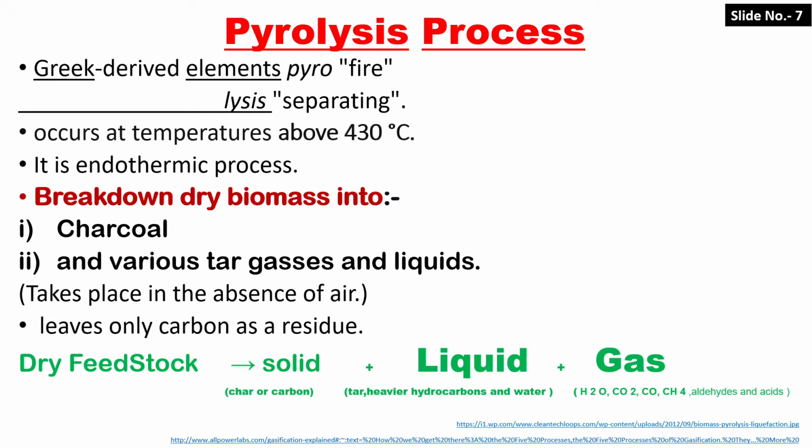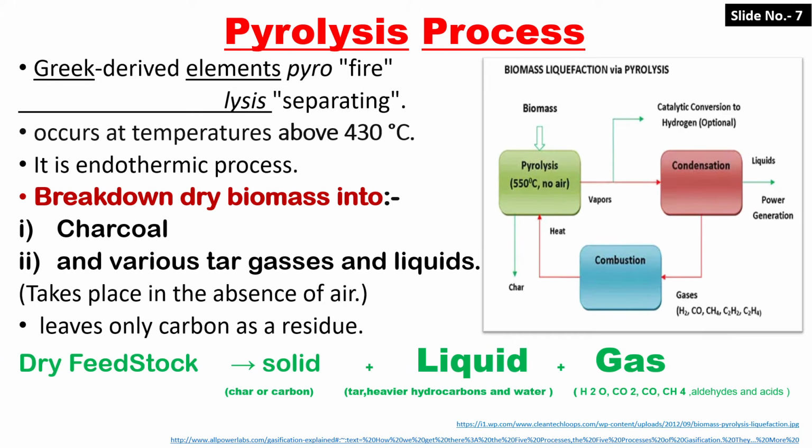The word is coined from the Greek derived elements pyro, which means fire, and lysis, which means separating. Pyrolysis is the application of heat to raw biomass in the absence of air so as to break it down into charcoal and various tar gases and liquids. It is an endothermic process. The process typically occurs at temperatures above 400 degrees Celsius.